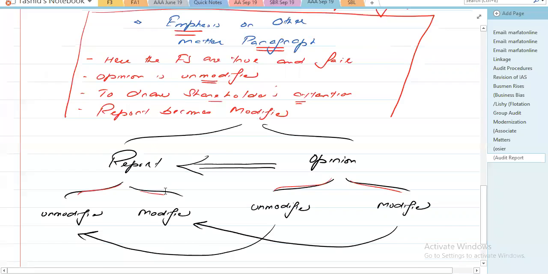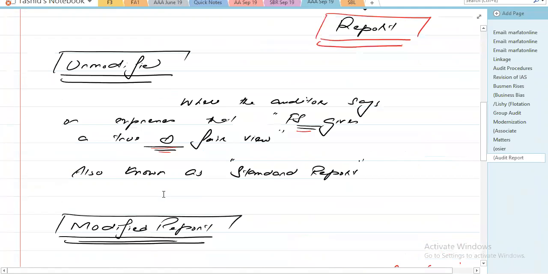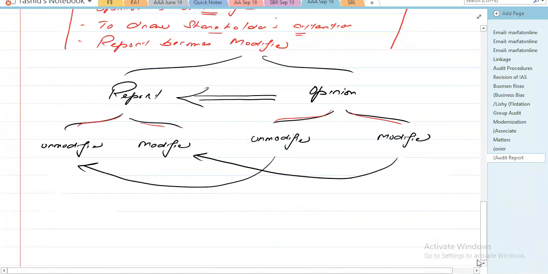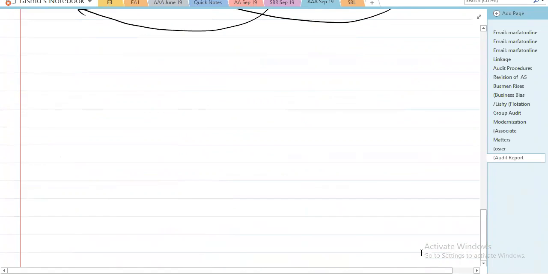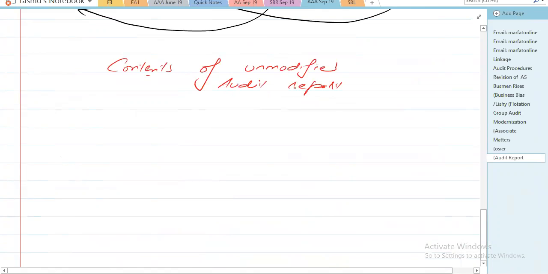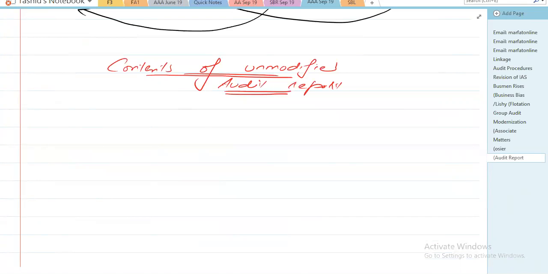All right, so we have discussed a few things, and obviously this is going to continue in the rest of the lecture as well. Now, having said that, we will be discussing the contents of the unmodified audit report. What are the contents of the unmodified audit report?